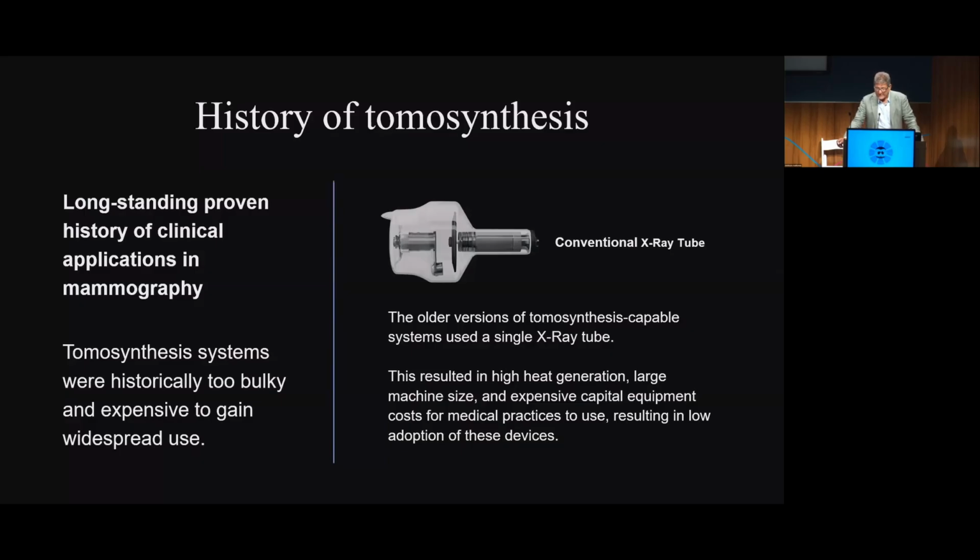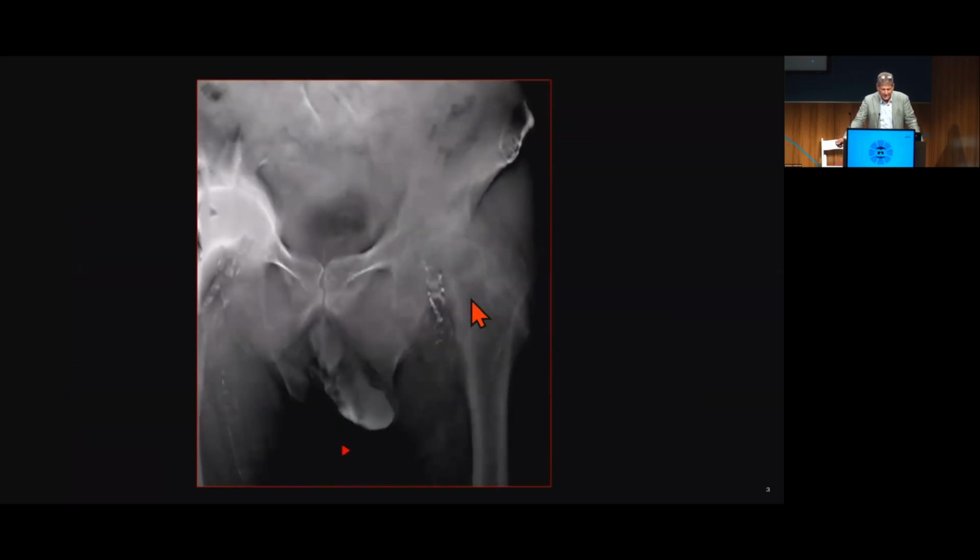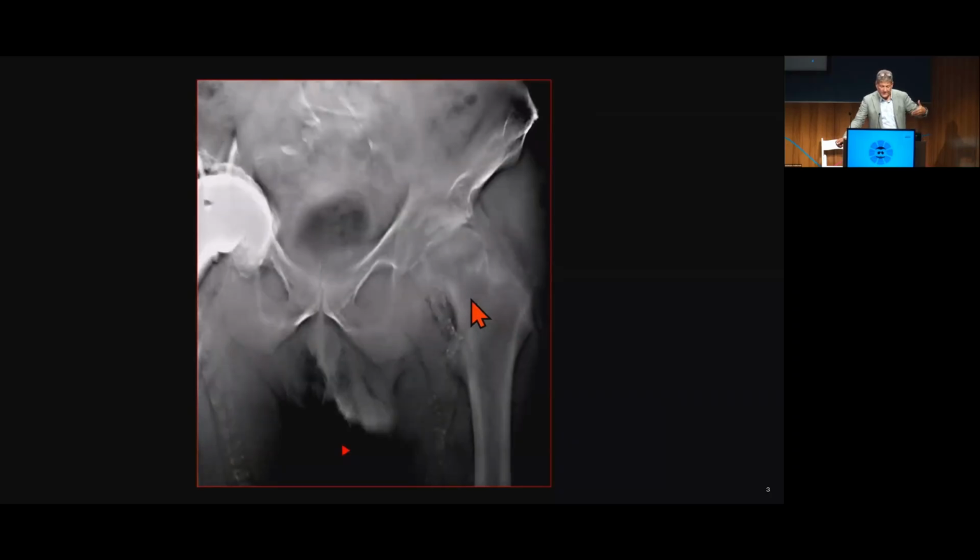Now, most of us in imaging know there's a long history with tomosynthesis. It's been used in musculoskeletal imaging, has a long proven history in mammography, but these tomosynthesis systems were relatively bulky, relatively expensive, and really don't have a huge amount of utilization in day-to-day practice.